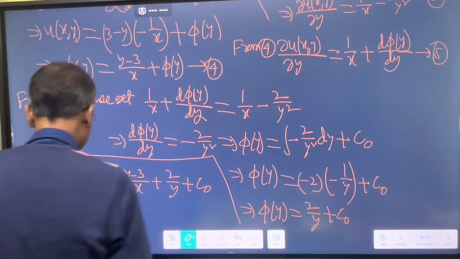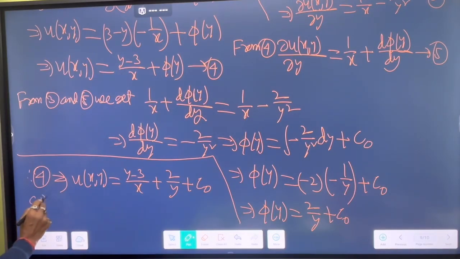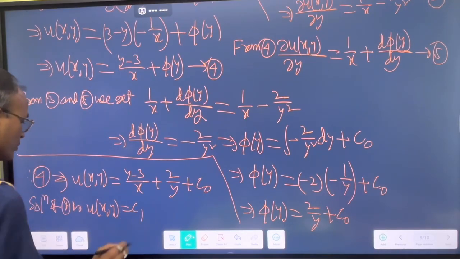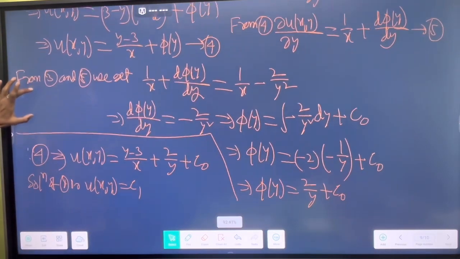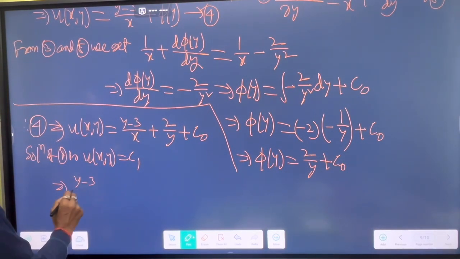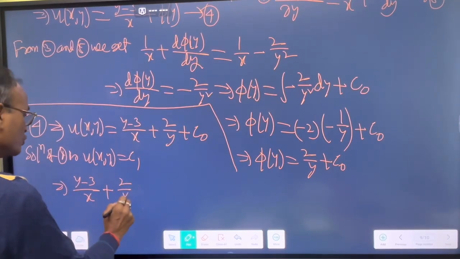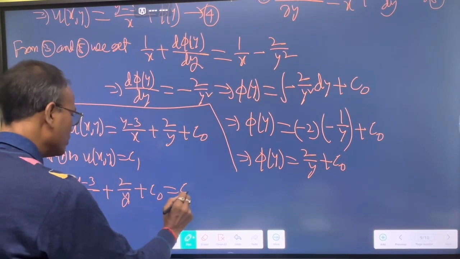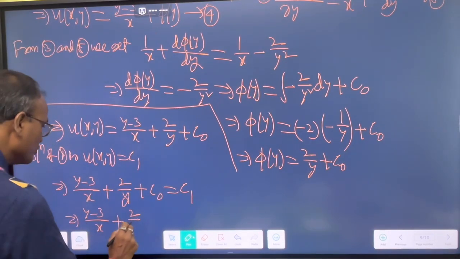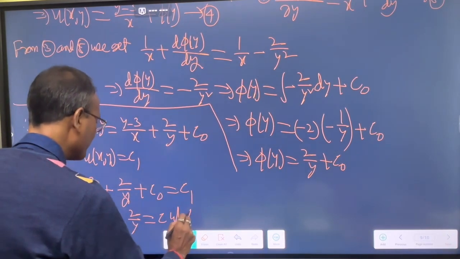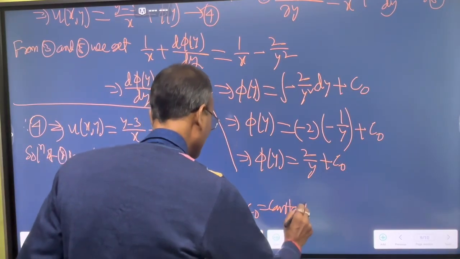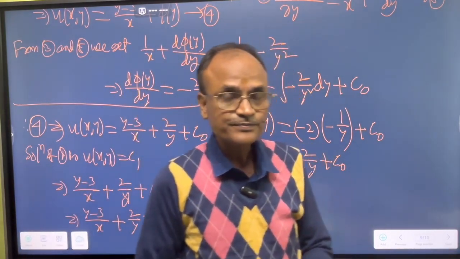The solution of 1 is u(x,y) = constant. This means y - 3/x + 2/y + c₀ = c₁. Therefore y - 3/x + 2/y = c, where c = c₁ - c₀ is a constant.